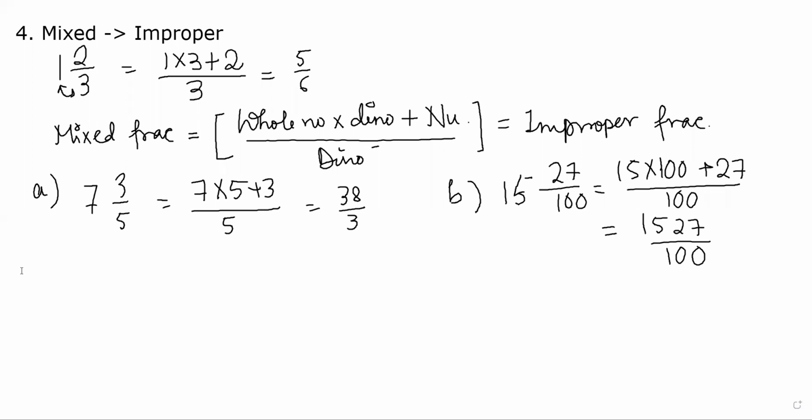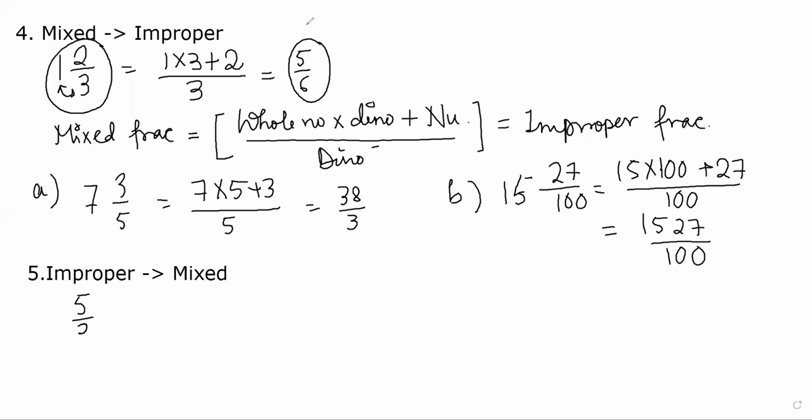Next, we need to do the reverse procedure as well, which we need to learn. We will learn improper to mixed fraction. Okay, this we will write. Now I am showing an example so that it will be easier. So 5 by 3 is the improper fraction, right? So what we will do is divide 5 by 3.